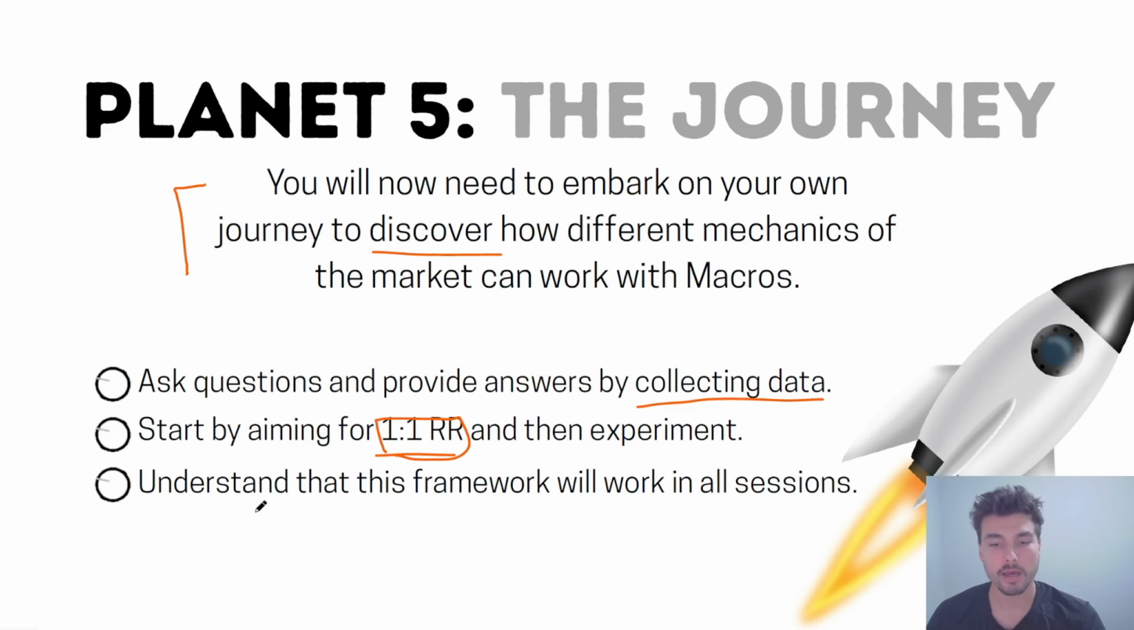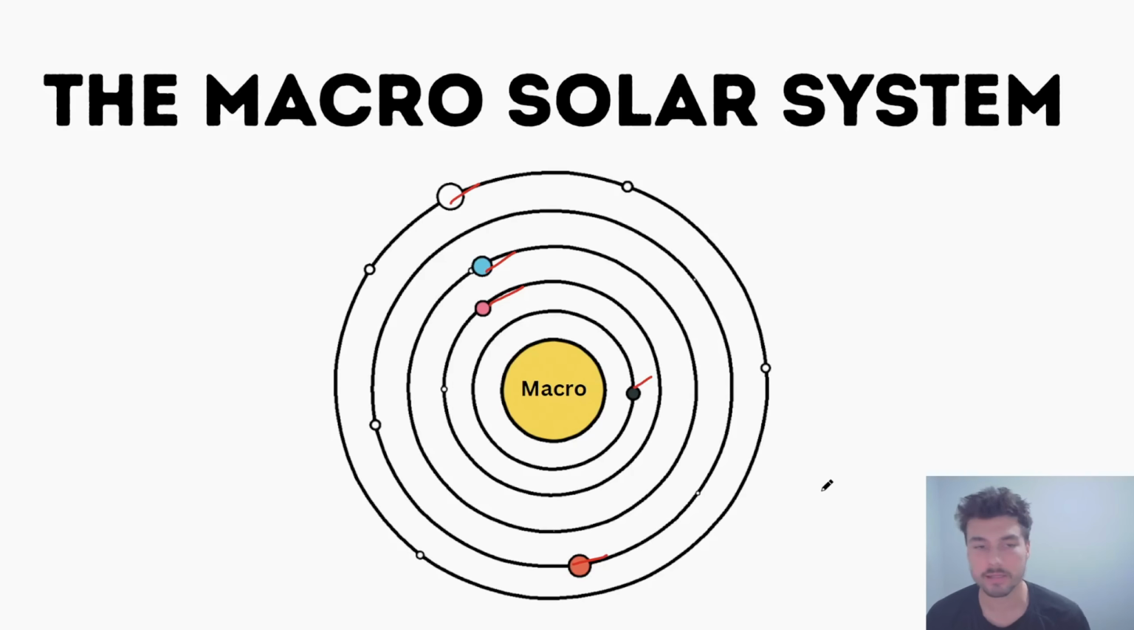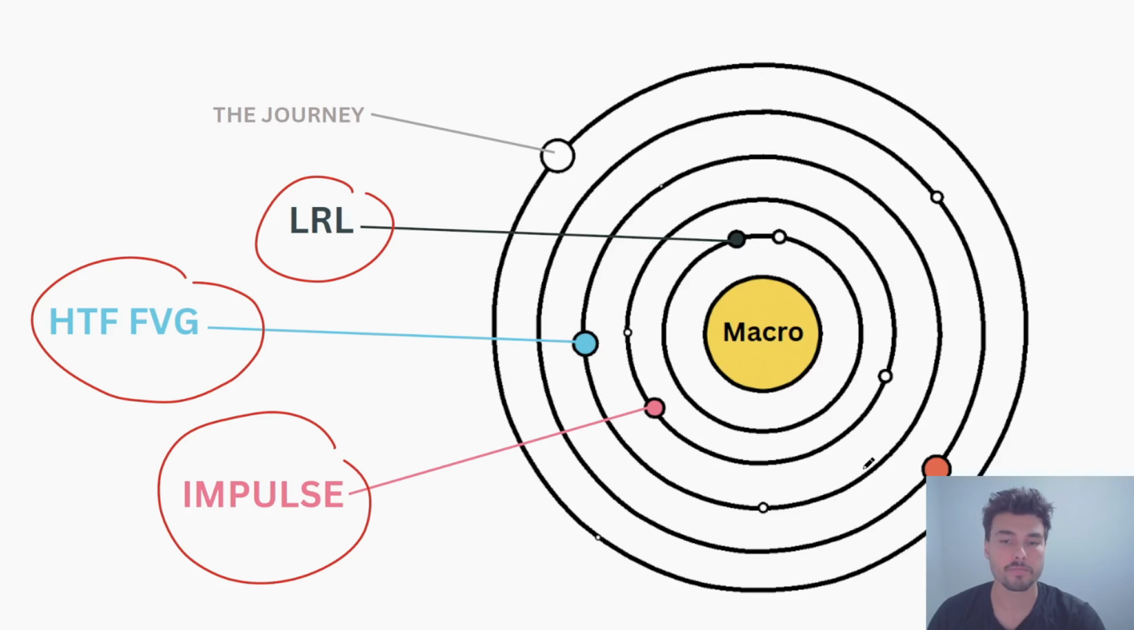And number 3, understand that this framework can work in all sessions. I've traded all sessions using this framework. I've become profitable using this framework. And remember back to the macro solar system. Whenever you think about taking a trade, remember the macro is the core element. It's like the tree trunk. The branches, or the planets, are the external factors that are still just as important to take a good trade. They're these things, right? Low resistance, high time frame fair value gap, impulse, and the inverse fair value gap.